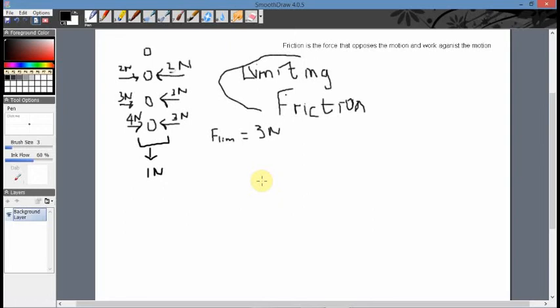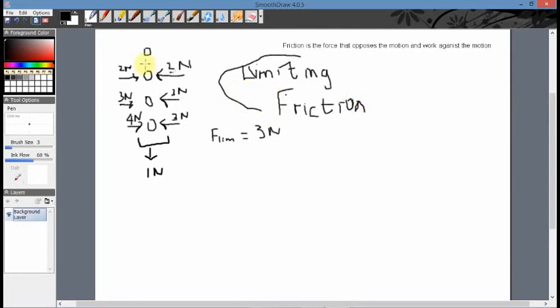Now, welcome to this tutorial about friction. Now, what is actually friction? Friction is the force that opposes the motion and works against the motion. This is the basic definition of friction that you might have learned in the early classes. In this tutorial, what I'm going to introduce you guys to is a new concept called limiting friction.